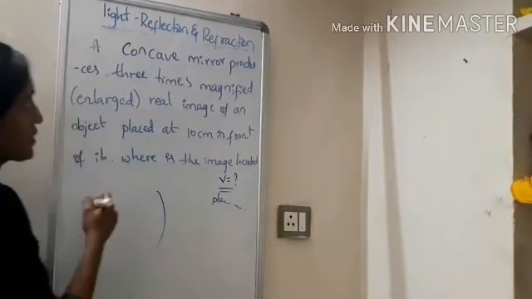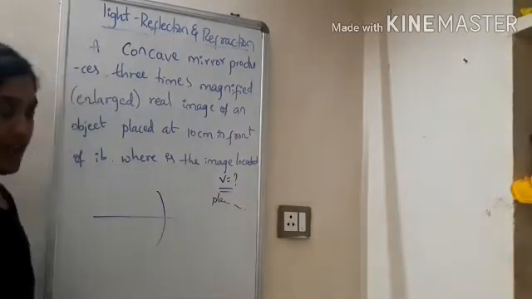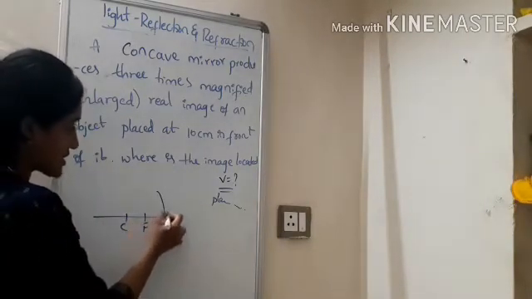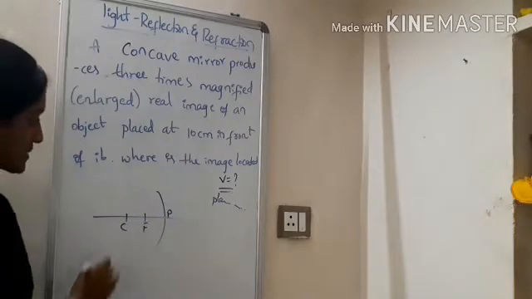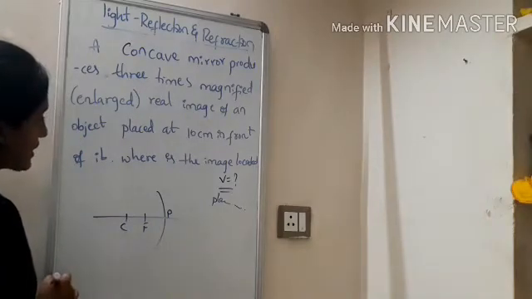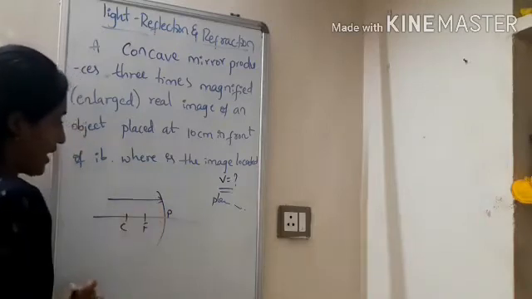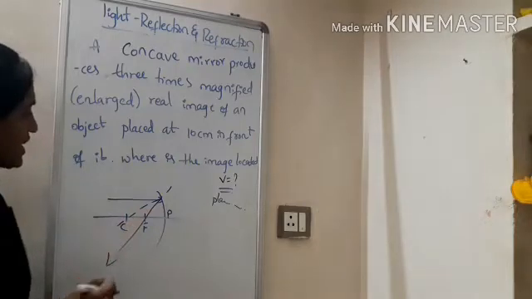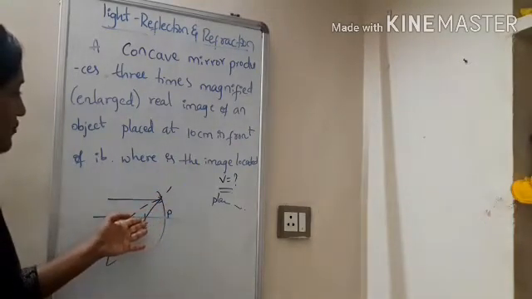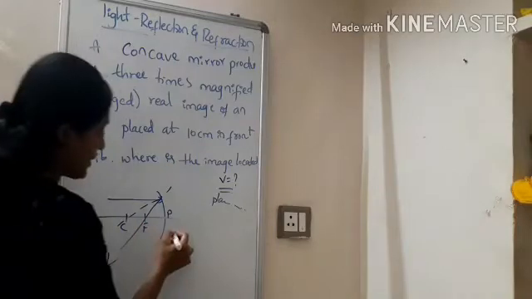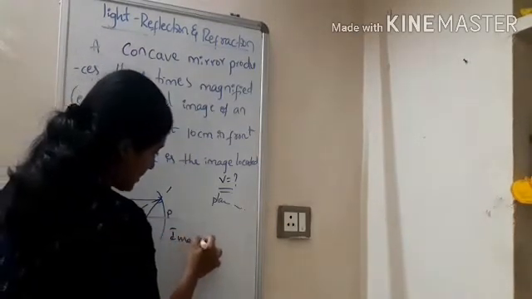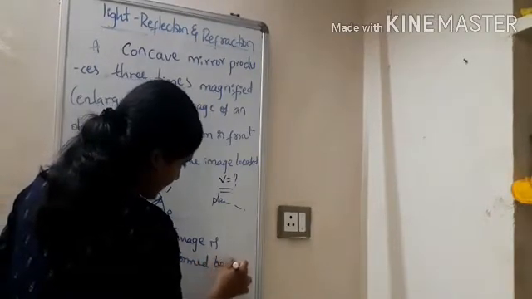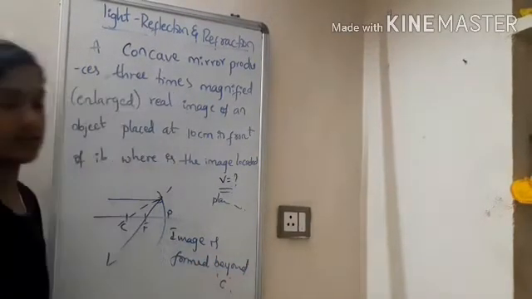If this is a concave mirror, this is the principal axis, center of curvature here, this is the focus, this is the pole of the mirror, that means the center of the mirror. If the ray is passing parallel and then it is coming like this, the focus is here, this is a normal ray, easily we can say the image will be formed behind C. Image is formed behind C. Clear?